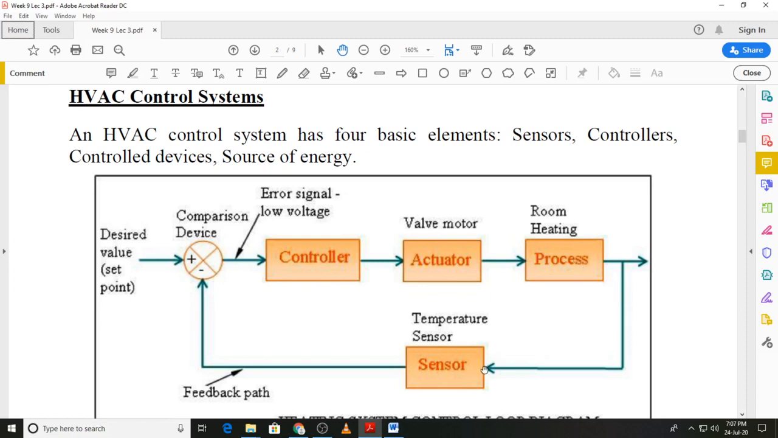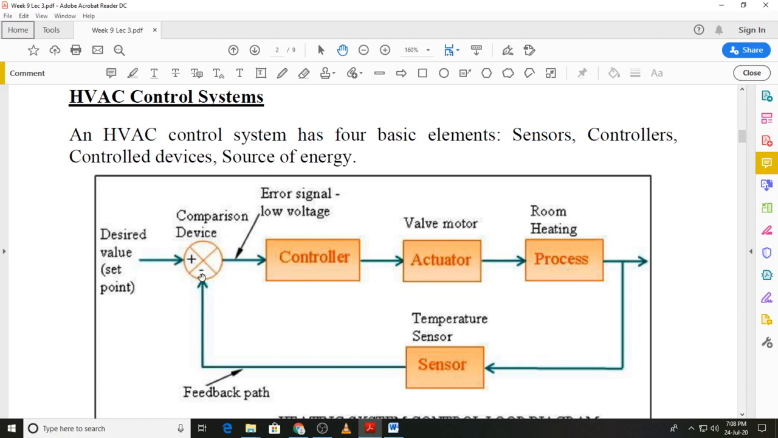The sensor will sense the temperature in the room, and it will send a signal to a comparison device. The comparison device will compare the desired set point value with the value that the sensor has provided, and that will generate a signal. Depending on the difference between the two values, an error signal will be generated, which will be sent to the controller, and then the controller, based on the error signal, will cause an actuator to move.